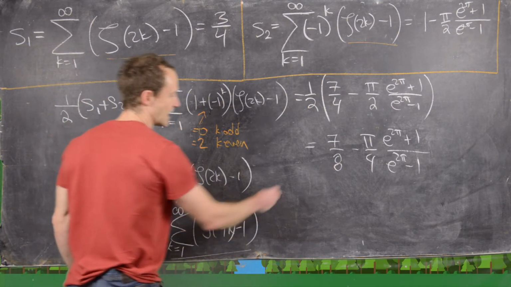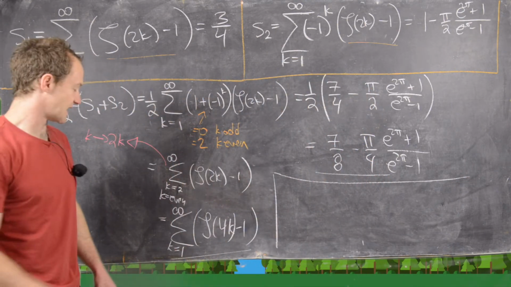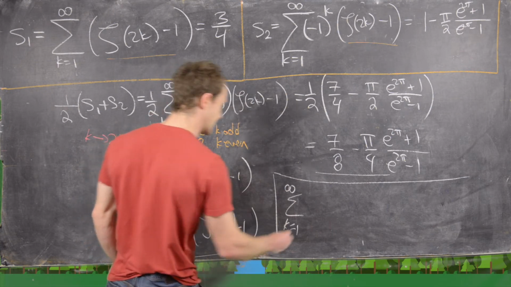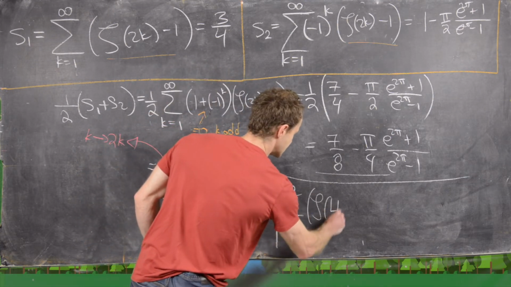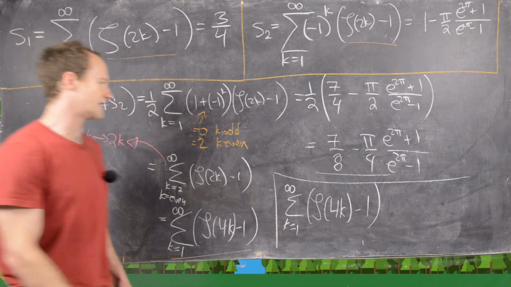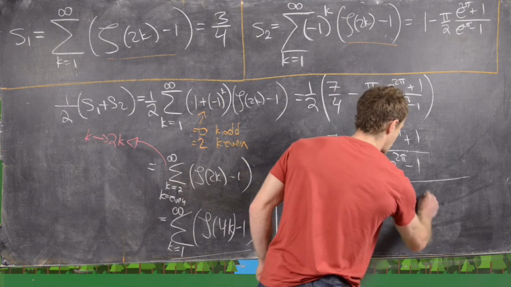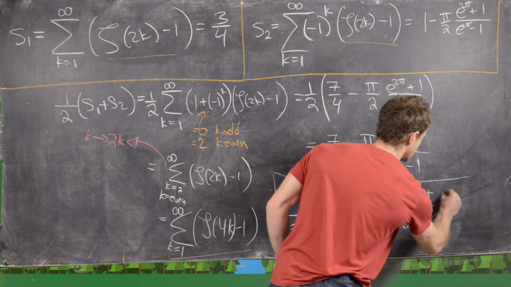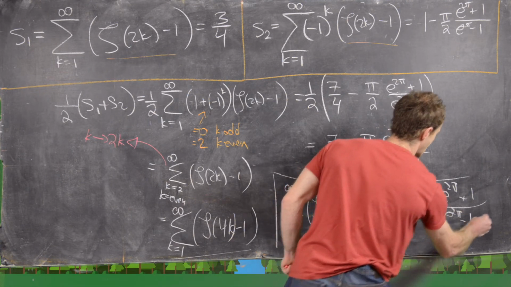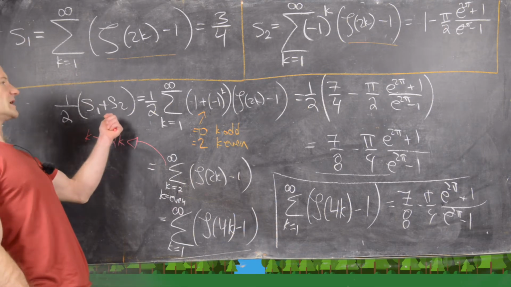So now let's look at the extreme left-hand side and the extreme right-hand side. We have this on the left, this on the right, and so that gives us this nice identity, which is given by the sum k equals 1 to infinity of the value of the zeta function at 4k minus 1 equals this 7/8 minus pi over 4 e to the 2 pi plus 1 over e to the 2 pi minus 1. So I'm going to clean up the board and then see what we can get from taking the difference of these.